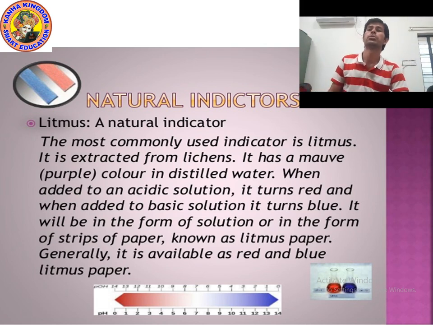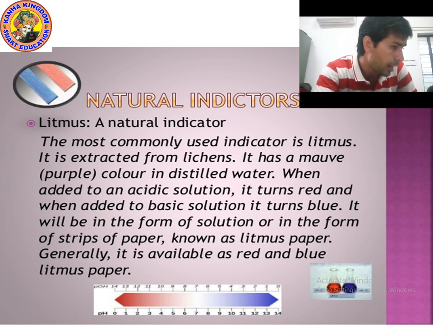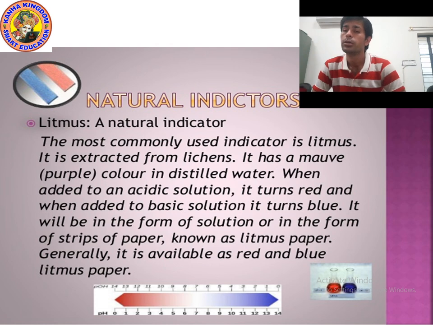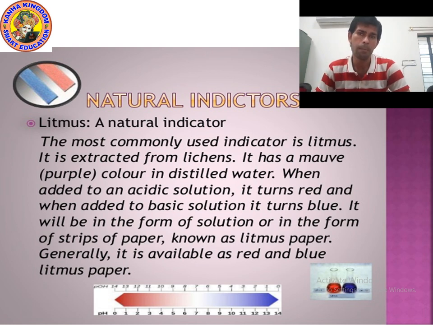Indicators are those substances which are used to test whether a substance is acidic or basic in nature. So indicators are used to find out if the substance is acidic or basic. Indicators may be man-made or natural. In your book only natural indicators are given, so we will study natural indicators. In higher classes you will study man-made indicators.